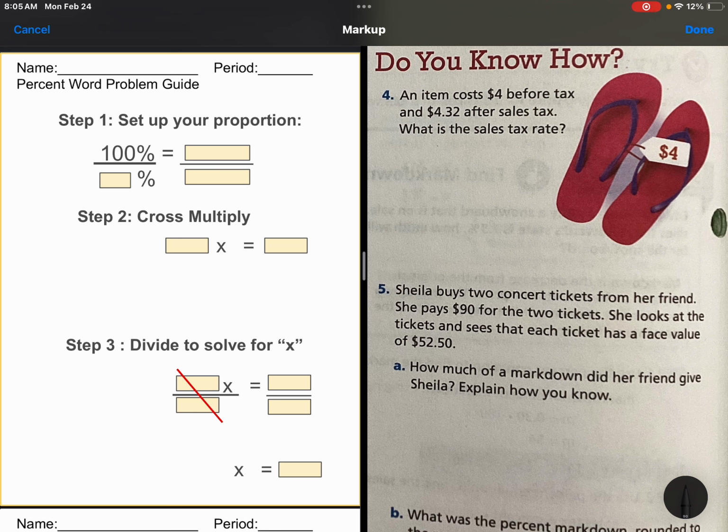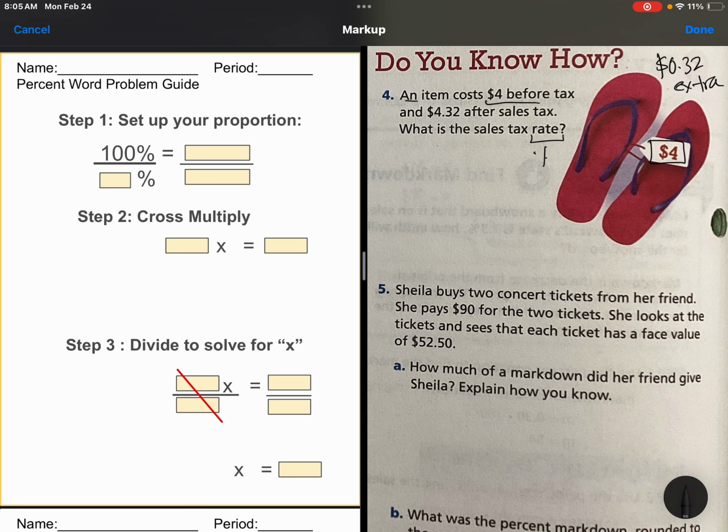changes on your prices. So this is a case of this problem before. An item costs $4 before tax. Okay, so these sandals cost $4 before tax. Okay, and $4.32 after tax. Okay, so if you do the math, that's $0.32 extra from original price. Okay, so the question is, what is the sales tax rate? Okay, now when I say rate in this case, they mean percent. Okay, how much percent are you increasing the price by?